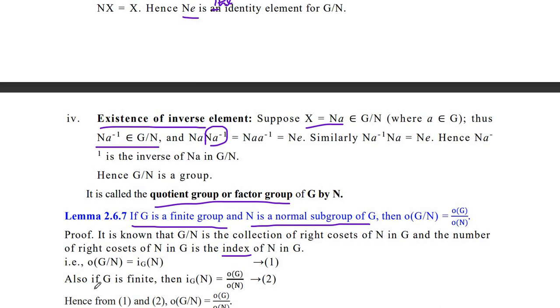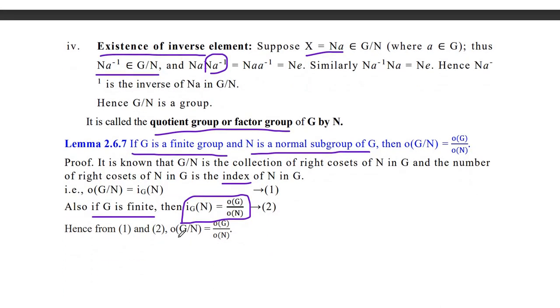But again, from section 2.4, we also know that if G is finite, the index is given by this formula: the index of N in G is order of G by order of N. So we make use of these two results. From that we conclude that the order of G mod N is order of G by order of N. When G is finite, this formula was explained already in section 2.4.